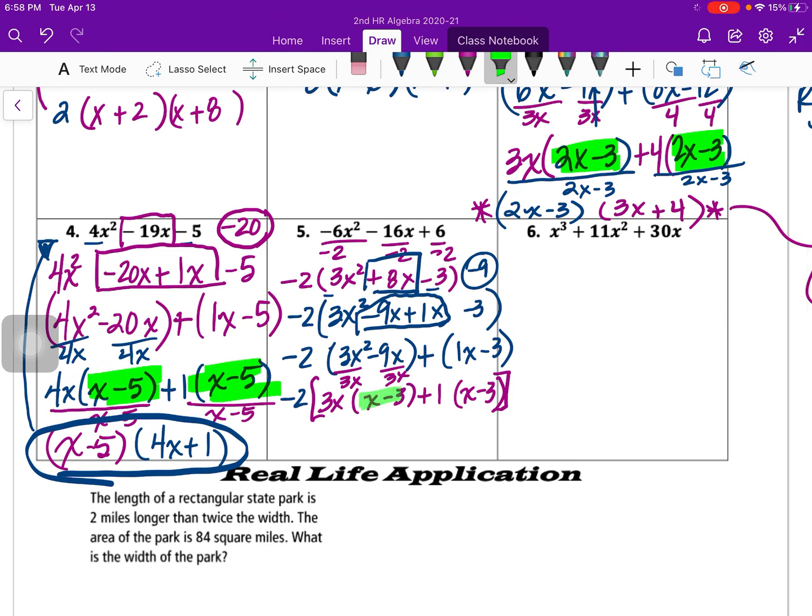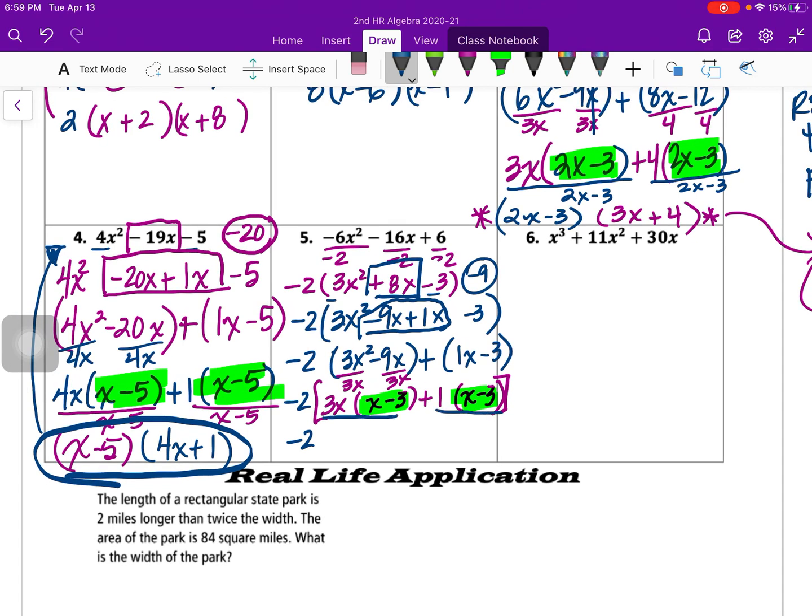And then you can see that both of these have the x minus 3 in common, so we're going to factor that out. So again, keeping that negative 2 in front, my common factor of each of these terms, common factor of each term is x minus 3. What is left is the 3x plus 1.